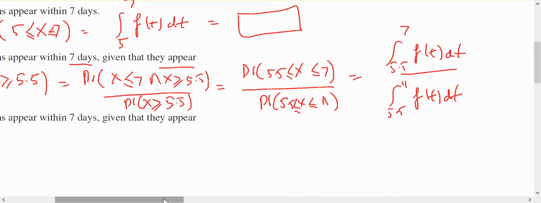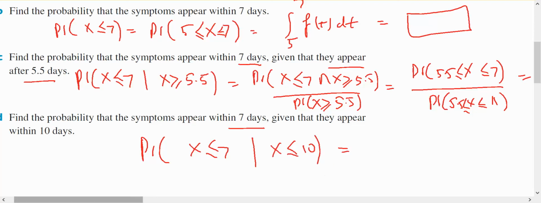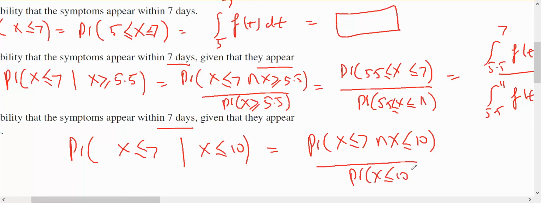And lastly, the probability the symptoms appear within 7 days, so probability that x is less than or equal to 7, given that they appear within 10 days, x is less than or equal to 10. In the context of this question, probability of x less than 7 intersect x less than or equal to 10 over the probability that x is less than or equal to 10.